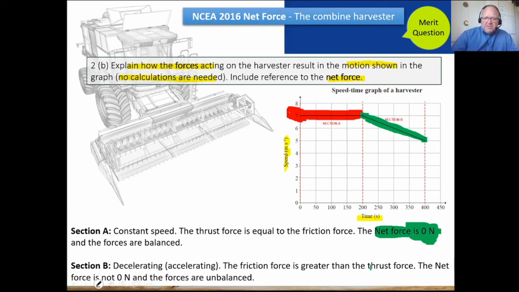The friction force is greater than the thrust force. The net force, the resultant force, is against direction of motion, therefore slowing down or decelerating the tractor. That would have been a better answer.